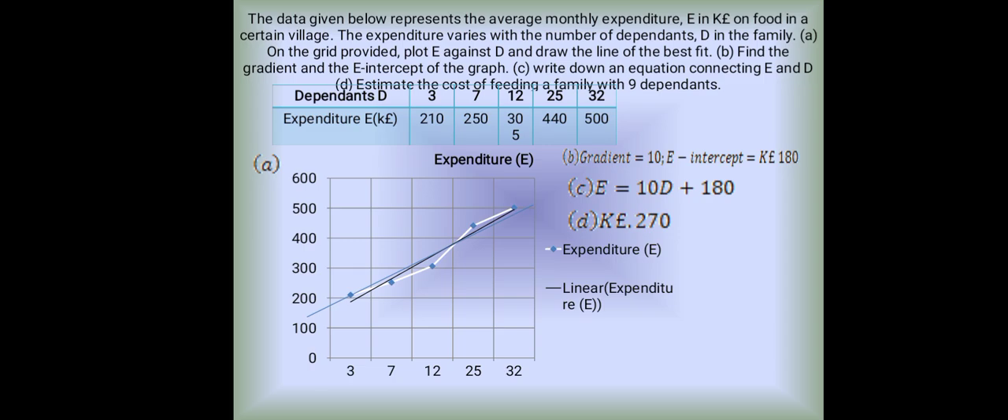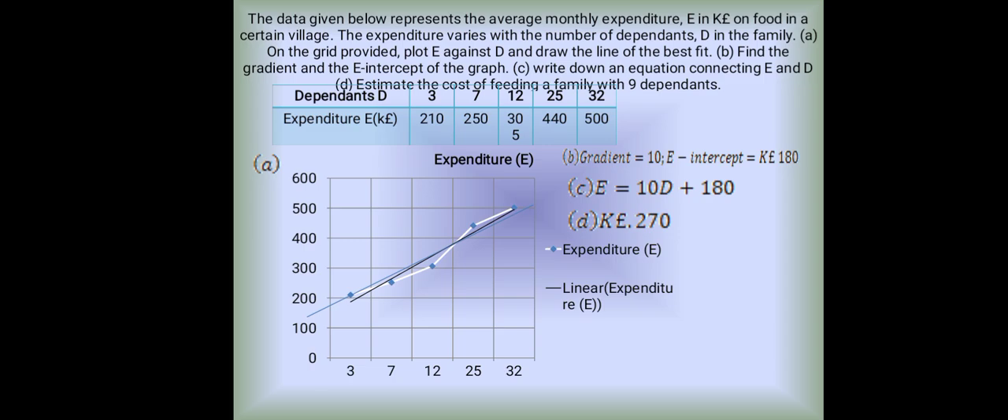The data given below represents the average monthly expenditure E in Kenya pounds on food in a certain village. The expenditure varies with the number of dependents D in the family. A. On the grid provided, plot E against D and draw the line of best fit.